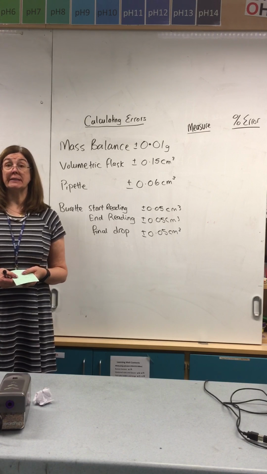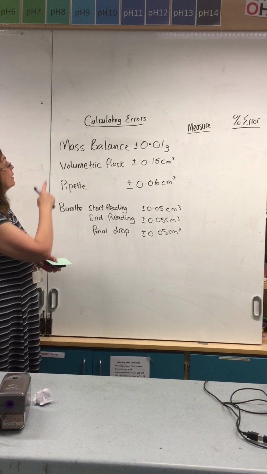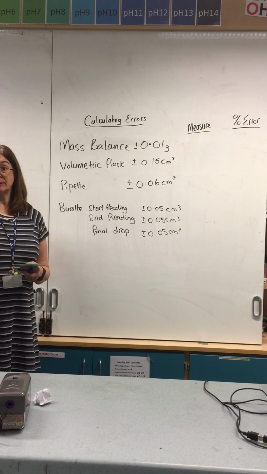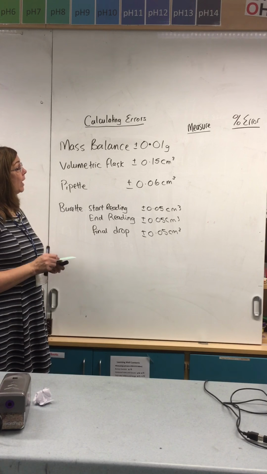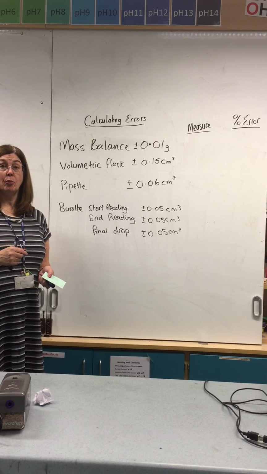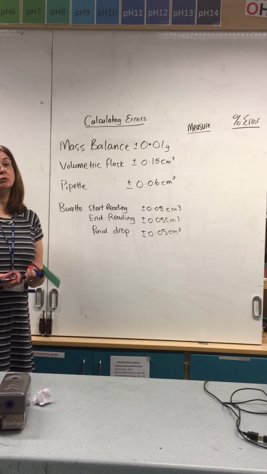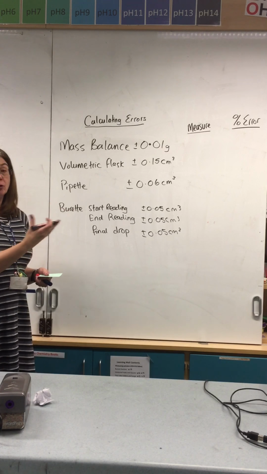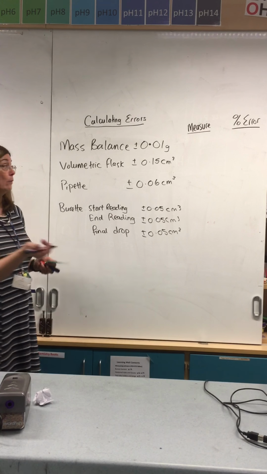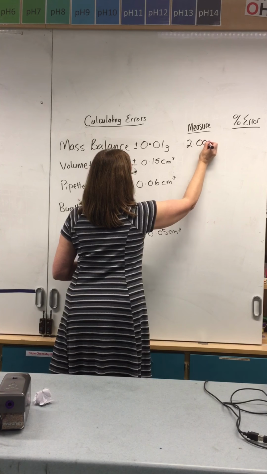So what we need to do is to calculate the error for each one. So I'm going to go through that now. The mass balance, it was a digital mass balance and it weighed to 2 decimal places. So it has an error of 0.01 gram. Now I measured out 2 grams of solid. So I'm going to be looking at the error of weighing out 2 grams of solid.